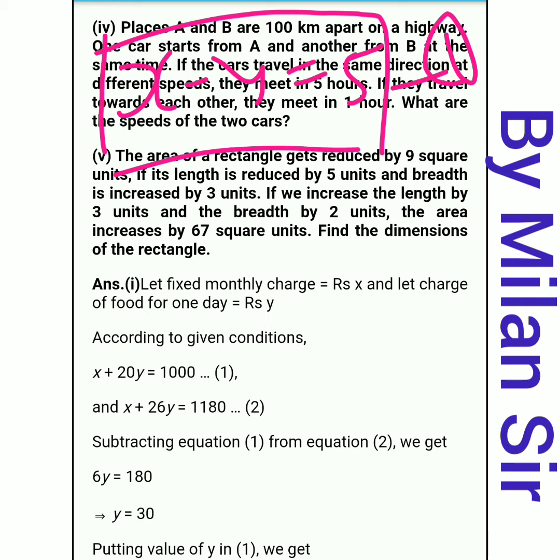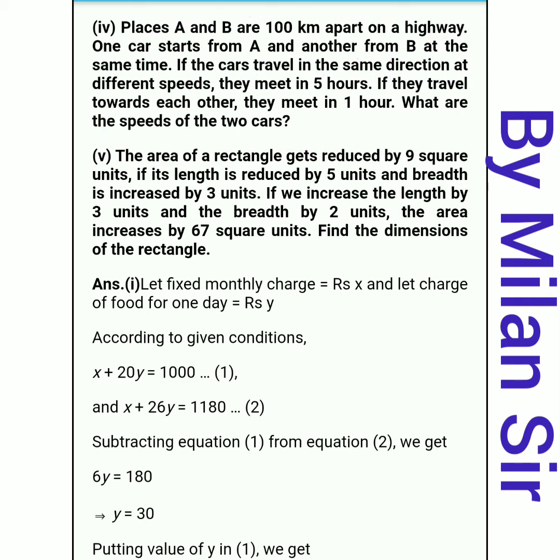Second thing, we need to have the same unit, because the distance between A and B is given as 100 kilometers, and we use the same unit in speed. X kilometer per hour. Also time is given in hours, so the unit of speed is kilometer per hour. Now we need to form our second equation.